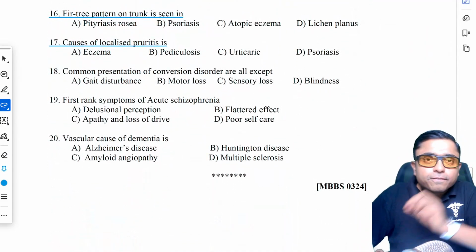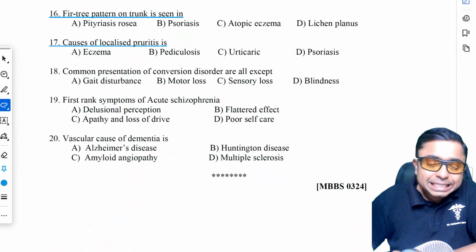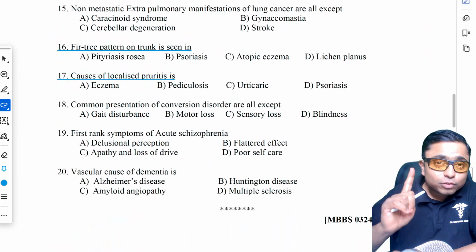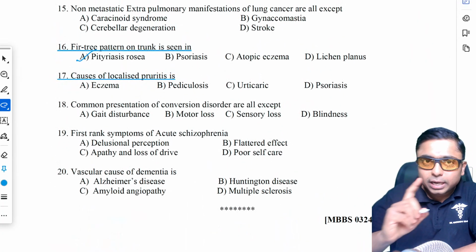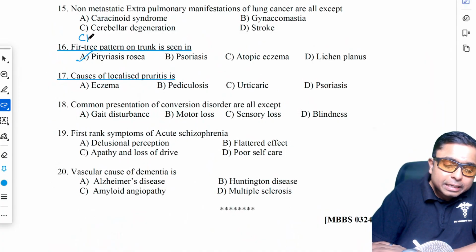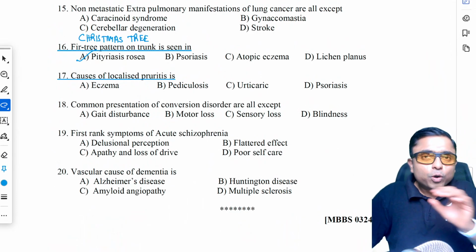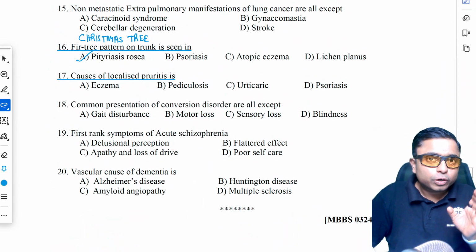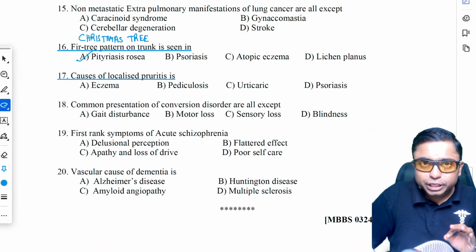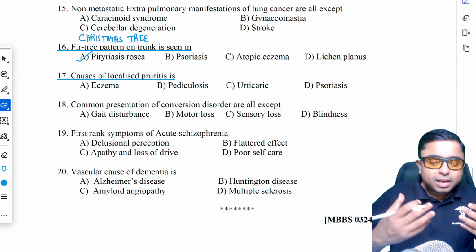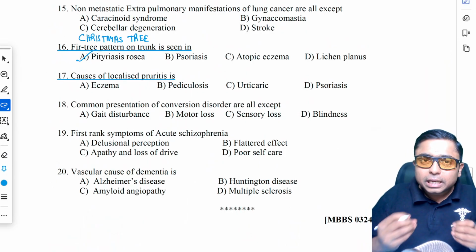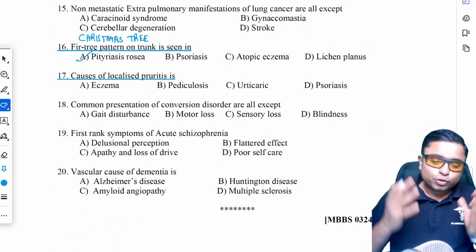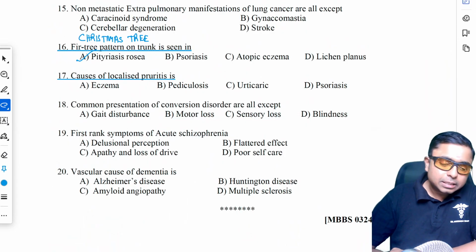Next one, fir tree pattern on the trunk is seen in which of the following diseases? If you have thought of the answer, pityriasis rosea, absolutely correct, because fir tree pattern or Christmas tree pattern are one and the same. And I hope all of you know what is the cause for pityriasis rosea. It is human herpes virus 7, which is going to produce an annular herald patch initially, later on followed by daughter lesions, which are going to be along the Langer's lines, giving rise to Christmas tree pattern. Okay, so answer is PR.